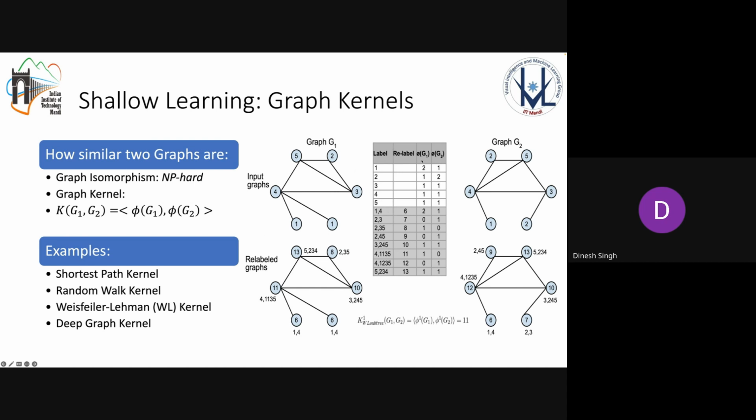So this phi of G1 is nothing but the transformation of a graph from graph space to vector space. This vector we are building for this one graph: what is the frequency of the nodes within this graph? That we simply represent for graph 1, then graph 2. Now they are in the vector space, but we only count the frequency of the nodes, not the structures. So for that, we will do a relabeling of the nodes.